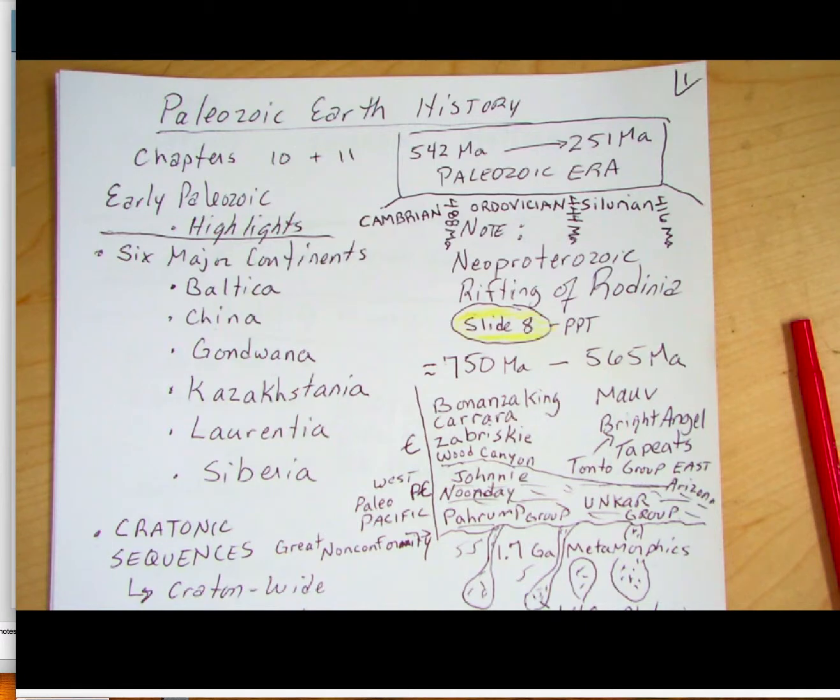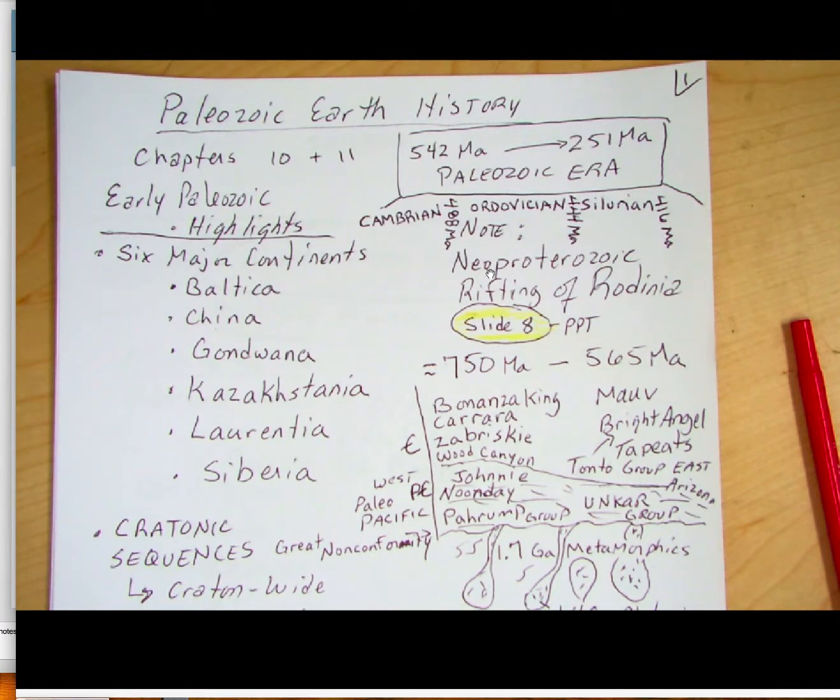Let's look at the document camera here. So again, this Paleozoic Earth history, chapters 10 and 11. And some of the highlights, one thing that we'll see in this chapter 10 is that there are 6 major continents. And really those continents developed because we had rifted Rodinia.